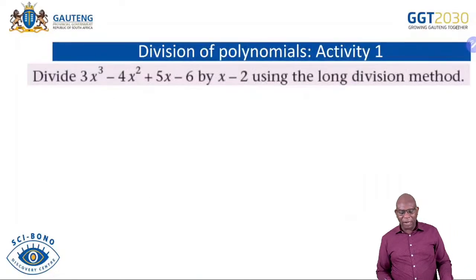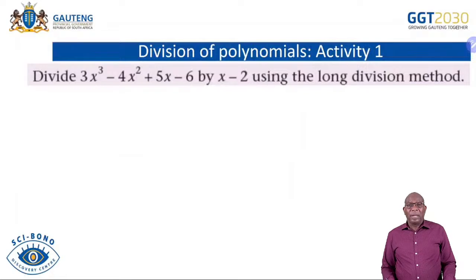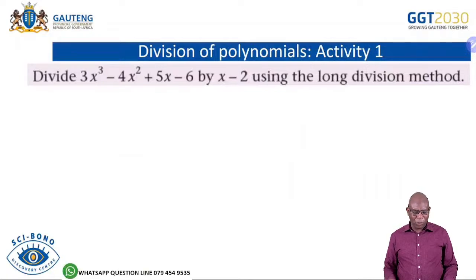How do I divide polynomials? I was making an example with a simple number like 19 divided by 3, and we can do that. But now, if we come to polynomials, how do we divide polynomials? So we've got this polynomial. Is this a polynomial? Yes, we can see it's a polynomial. We want to divide it by x minus 2.